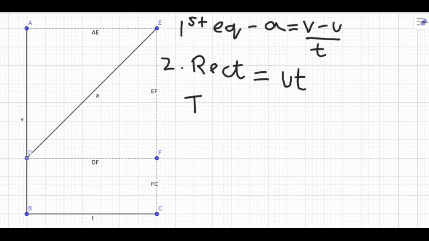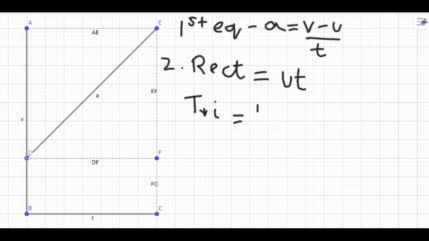Now for the triangle, the formula is half into base into height. Now the base here is DF, which is again time, and the height here is EF. In the previous equation, we found EF was V minus U. And now we can make V minus U into AT from the first equation. We'll just put the T on the other side, so it'll be multiplied with A. So AT is equal to V minus U.